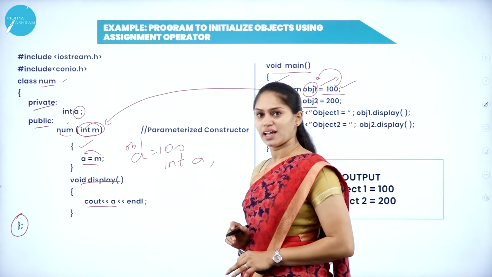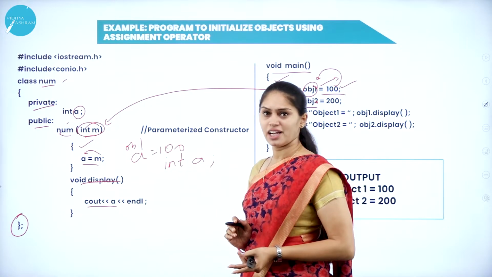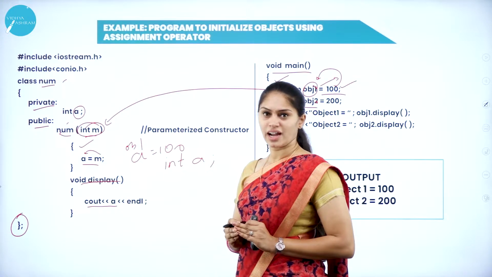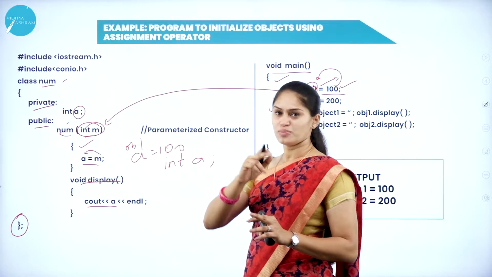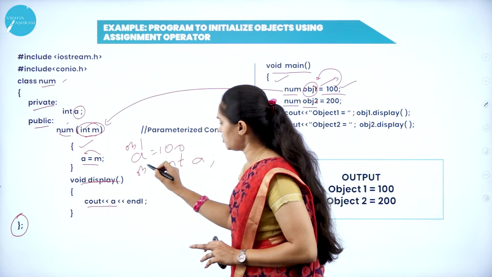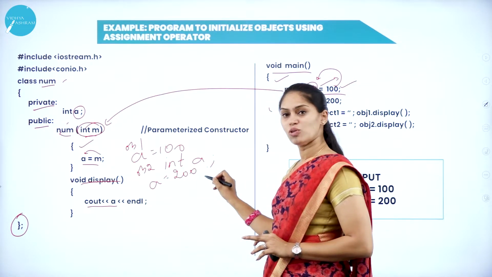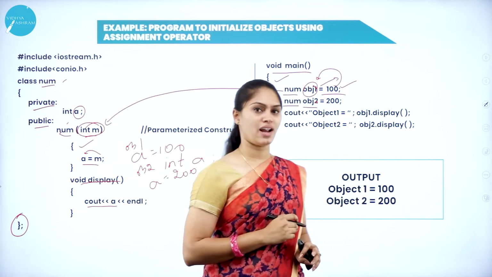When I am declaring the second object, I am assigning some value to the object 2. Right? I am assigning some value to the object 2. At that time, for object 2, a will become 200. What did it become? It became 200.